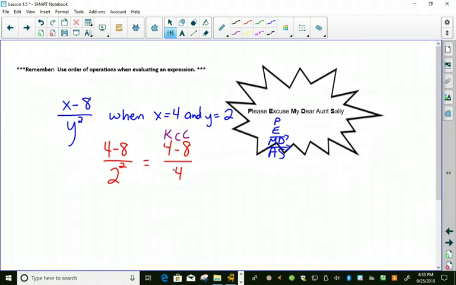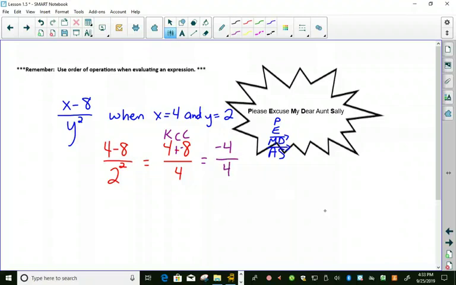So I'm going to change this to 4 plus a negative 8. And now I have different signs, so I take the difference of 8 and 4, which is 4. And then the heavier number, the one farther from 0, is actually the negative 8, so my answer is going to be negative 4 over 4.